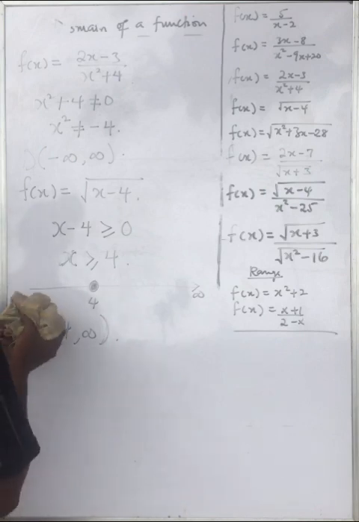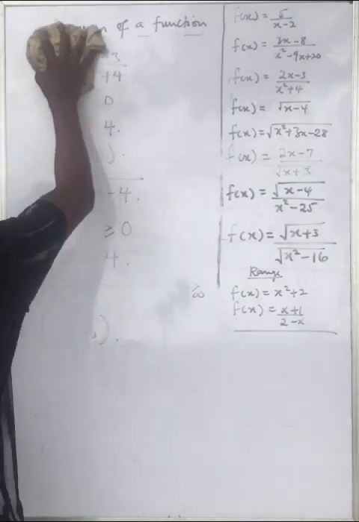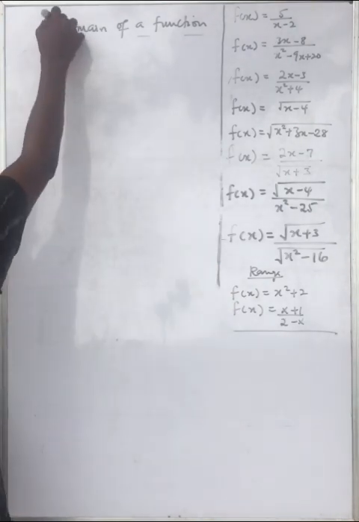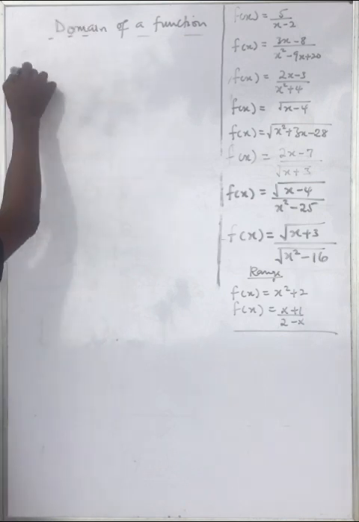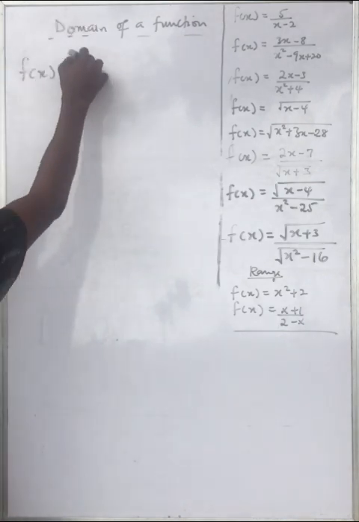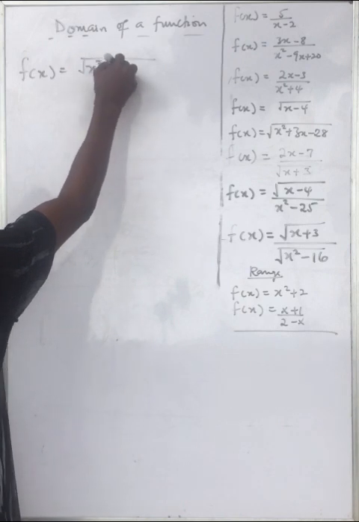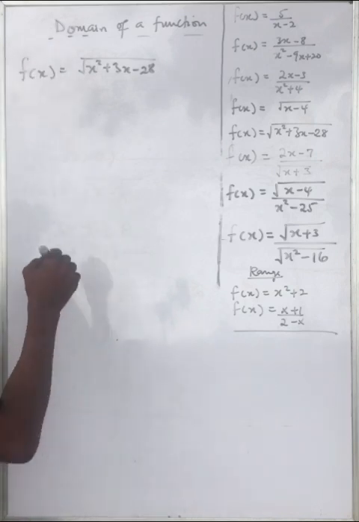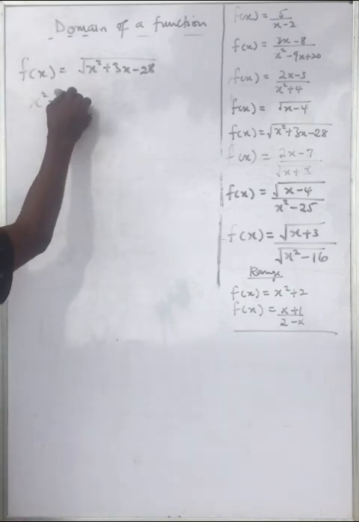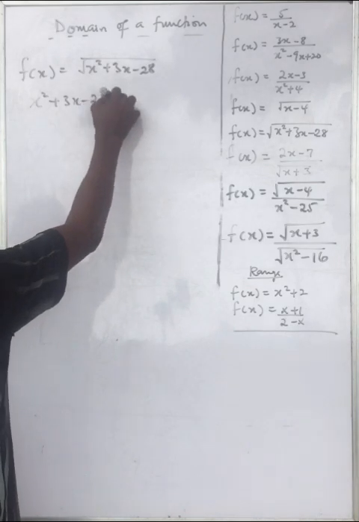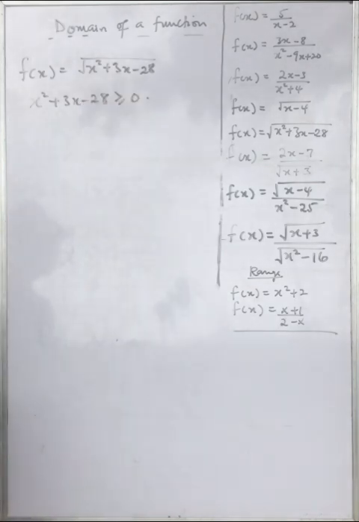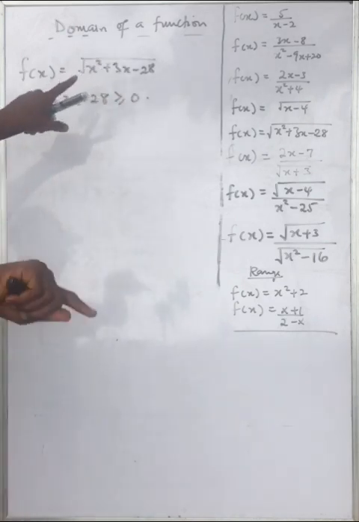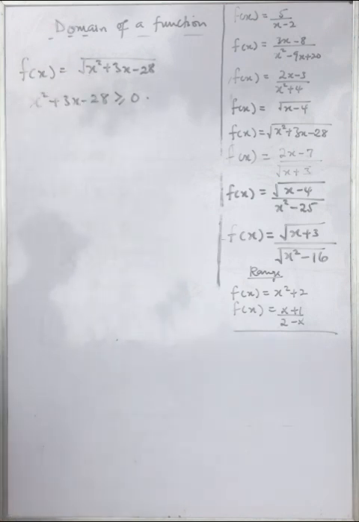Shall we find the domain of other functions we have on the board there? So the domain of the other function we are having here becomes f of x is the root of x squared plus 3x minus 28. So what will be the domain of this function? The domain of this function becomes x squared plus 3x minus 28 is greater or equal to 0. Yes, the values of x that will not make the function complex, that will not make you get something in the form of square root of negative numbers.